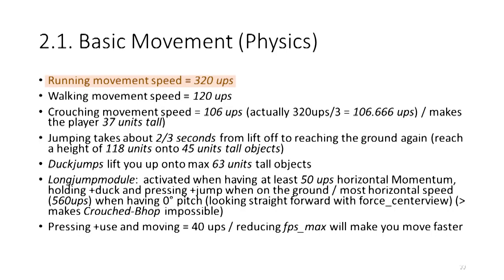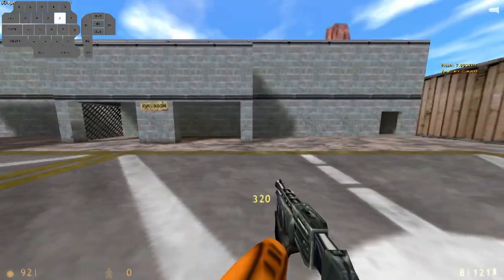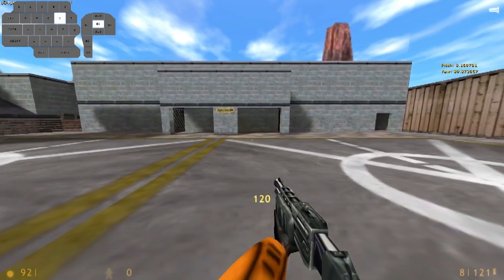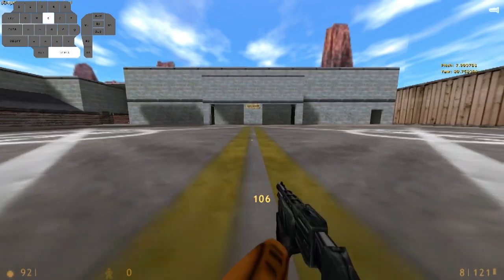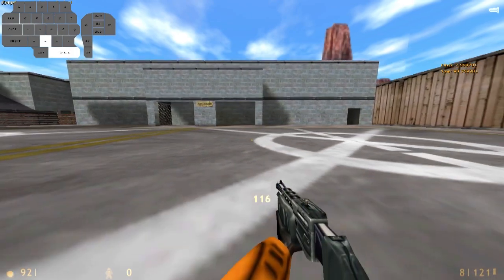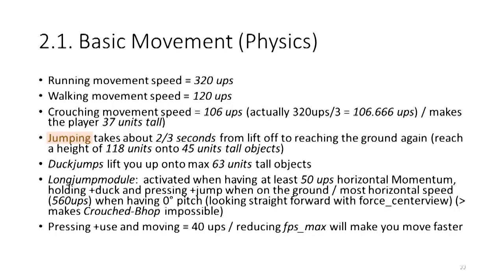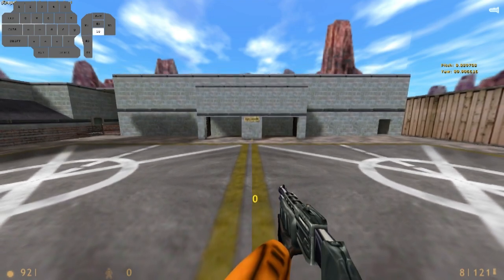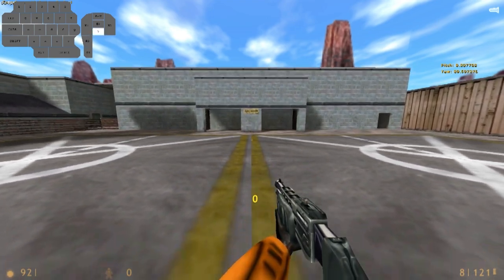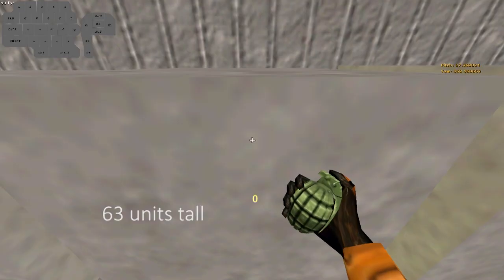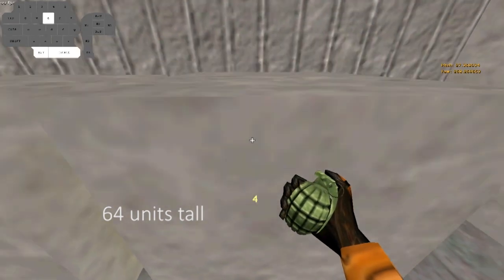As mentioned, all of the movement direction commands give you 320 UPS speed. Walking reduces your speed to 120 UPS. Moving while crouched reduces your speed to 1/3 of the movement direction speeds, which is about 106 UPS. Jumping takes you up onto 45 units tall objects. It takes about 2/3 of a second from leaving the ground to hitting it again. Duckjumping is one of the most important elemental movement techs, reaching you up onto 63 units tall objects.